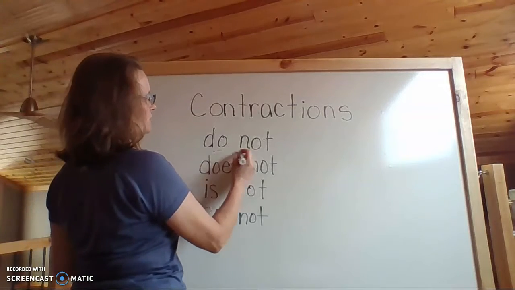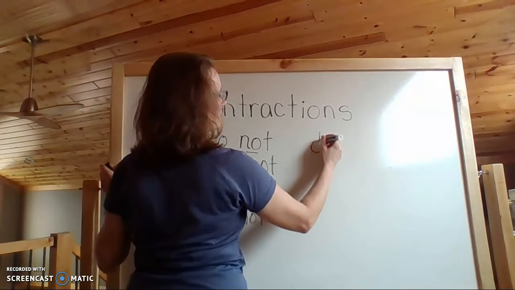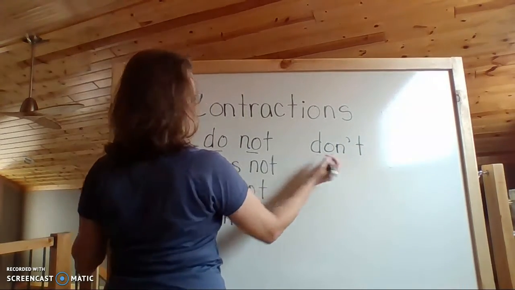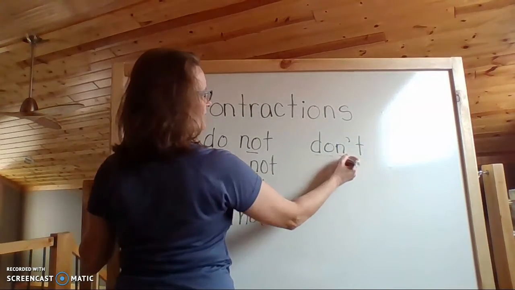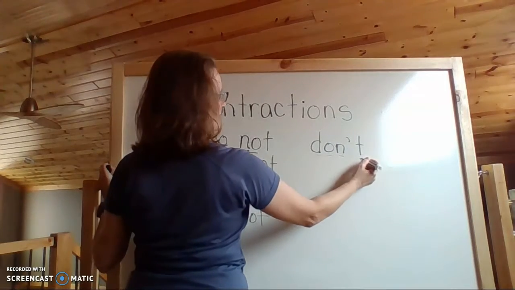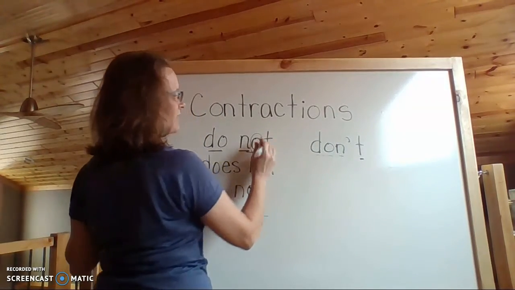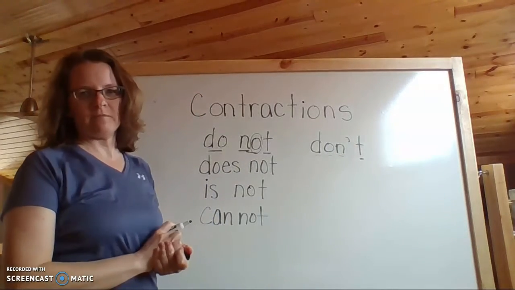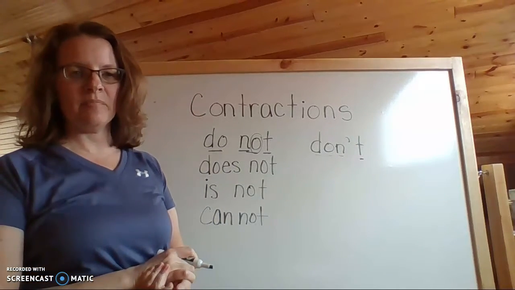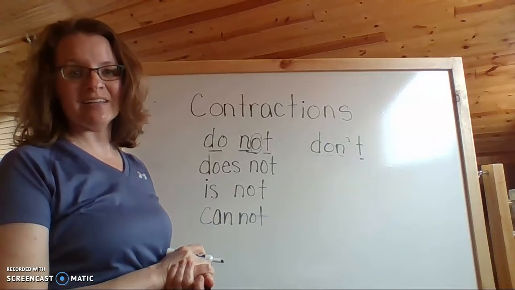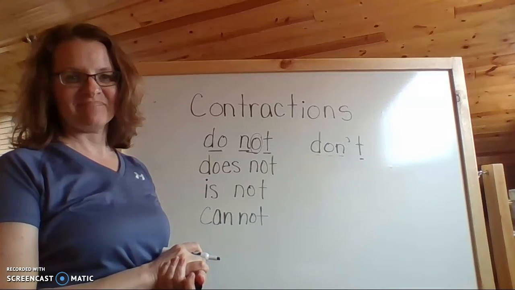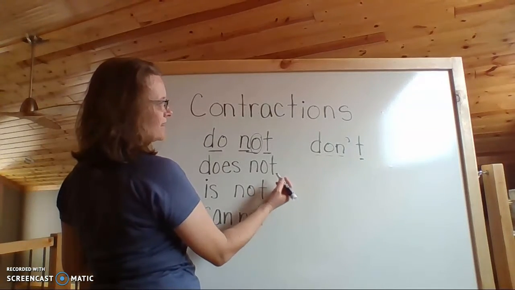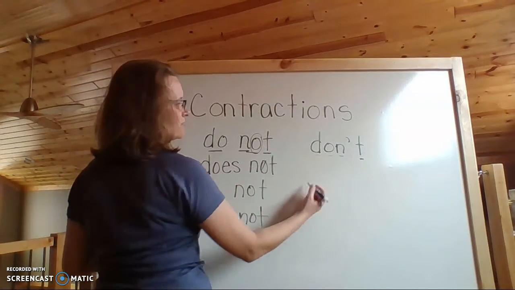So the contraction for do not is don't. And you can see I have the word do, I have the N, I have the T, but I'm missing the O. That O was kicked out by the apostrophe. So how about does not? What's the contraction for does not? I hope you're saying it. Doesn't is the contraction. And again, that apostrophe takes the place of the O.